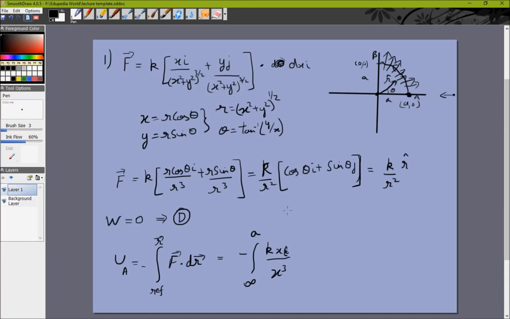k already joins with that and becomes 1, dx, which is minus infinity to a k by x squared dx, which is equal to x to the power minus 1 by minus 1, or 1 by x, so it will be k by a ultimately. And then you can do the same thing when you come from this direction. Infinity, whether it's infinity in the x or y direction, will give you potential 0, and if you come from infinity to 0 comma in the y direction, you'll see the potential energy is k by a again, right? So the potential energy is the same, that means the work done is 0.